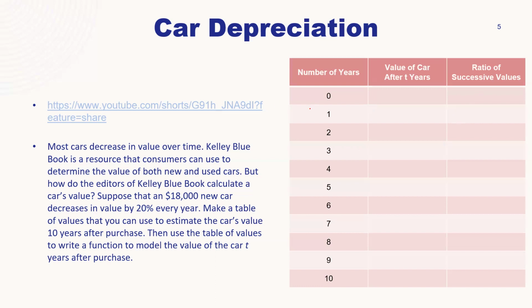So at year 0, how much is my car? 18,000. So that's my year 0. So year 0 is 18,000. It told me that every year I lose 20% of the car's value. How do you find what the value is for year 1? What are the steps I'm going to have to take?